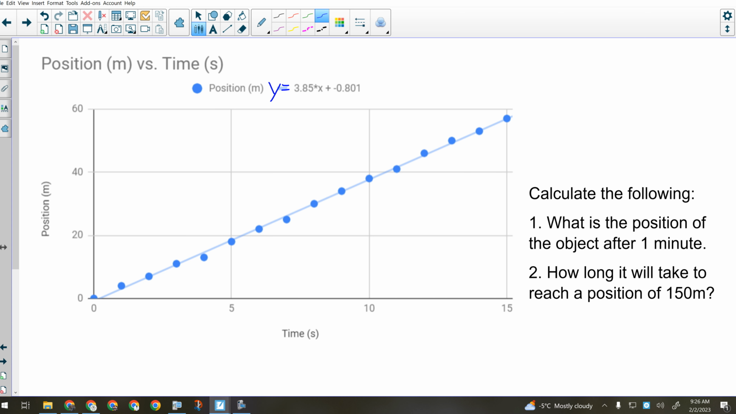So this is m, x, and b. All right? I would like you guys to see if you can do the two calculations that are requested there.